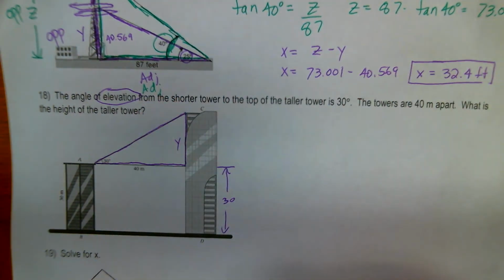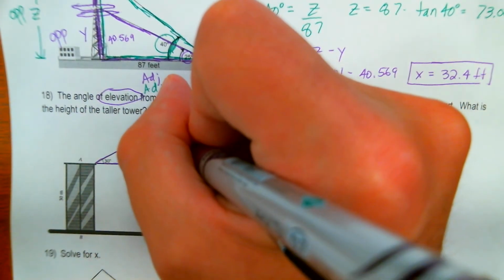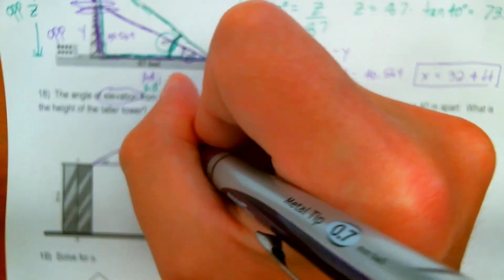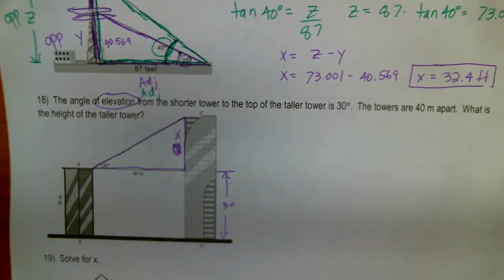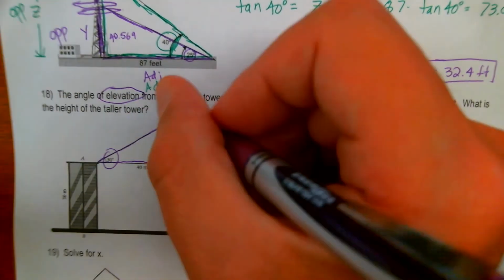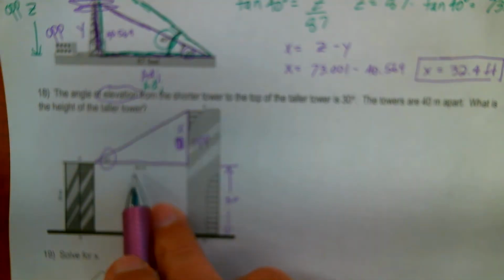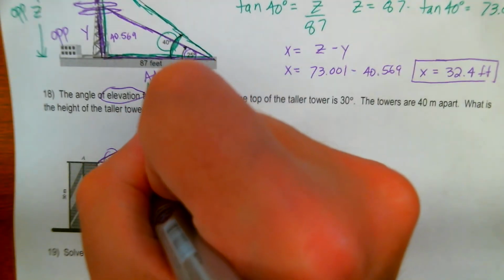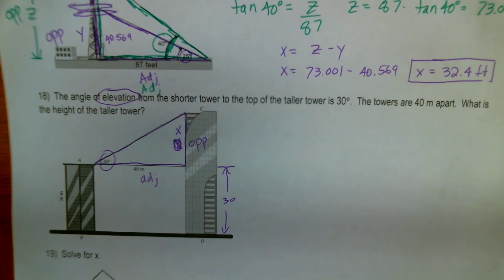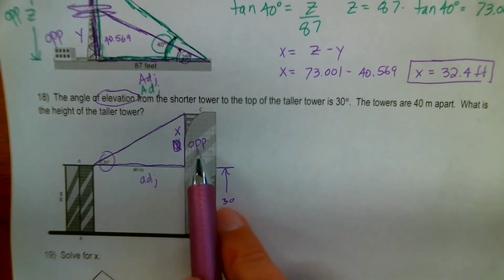I'll call it x. Oh no, I was going to call it y. X. There we go. Okay, so step 1 is to circle my angle. Step 2 is to label. X is my opposite. 40 is my adjacent. Notice how in a lot of these real-world problems we're using a lot of tangents. Okay, so I need tangent again.